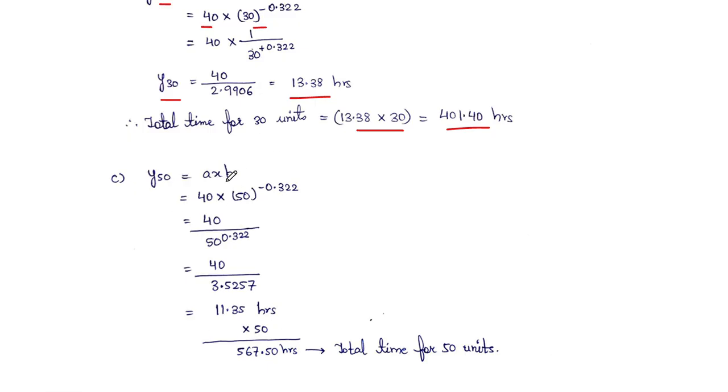Further, we will calculate total time for 50 units. Similarly, in the same format, A x to the power B. 40 into 50 to the power minus 0.322. Now 40 divided by, subtraction converts into division, divided by 50 to the power positive 0.322. So 40 divided by 3.5257. Therefore, average time for 50 units is 11.35 hours. To find the total time of 50 units, we will simply multiply by 50. So total time for 50 units is 567.50 hours.